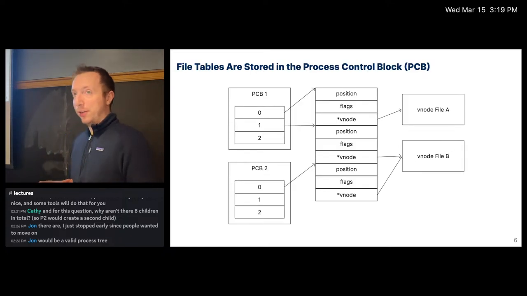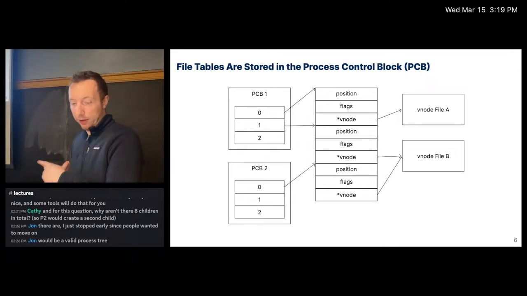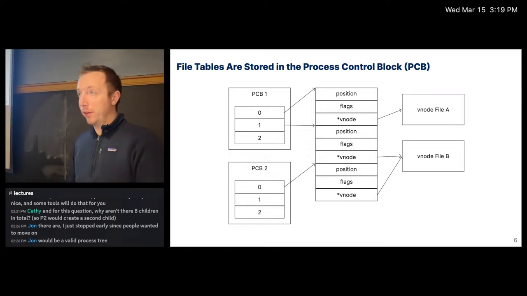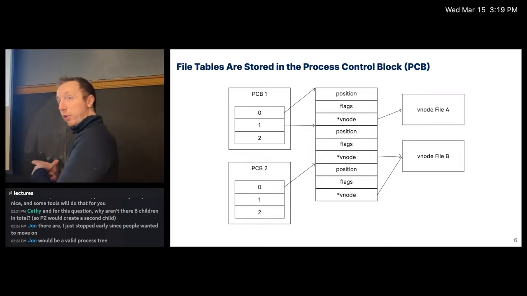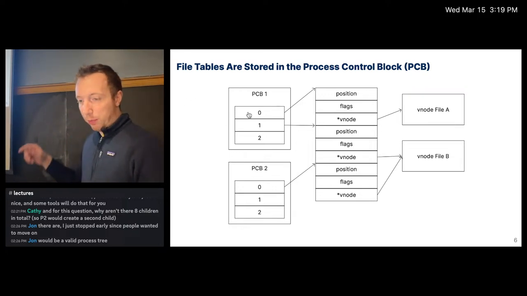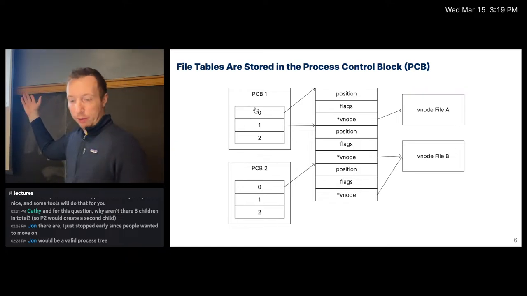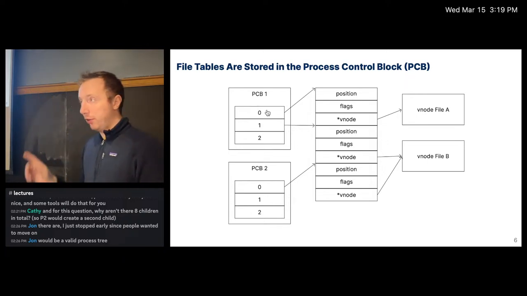But this is what it actually looks like in a process. Each process, in its process control block, has a file table, and the file descriptors are basically just an index into this table. I alluded before that file descriptors are just a pointer, so these are the things they actually point to. Here we have two processes, process one and process two, and three file descriptors represented by their index, and they each point to an individual file.